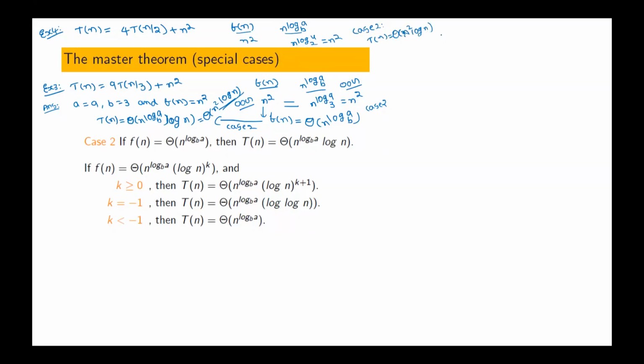Now, example 5, T of n equal to 9 times T of n by 3 plus n cube.